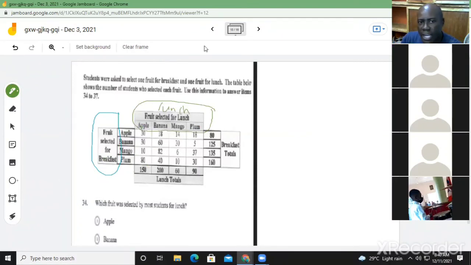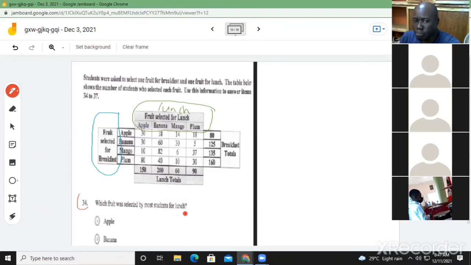So here, let's hear the conditions that they want, because they would want conditions. They are saying that the table below shows the number of students who selected each fruit. So these numbers that you're looking at are actually people. These are students all together that selected the various fruits, right? It said use the information to answer item 34 and 35. So here is item 34.